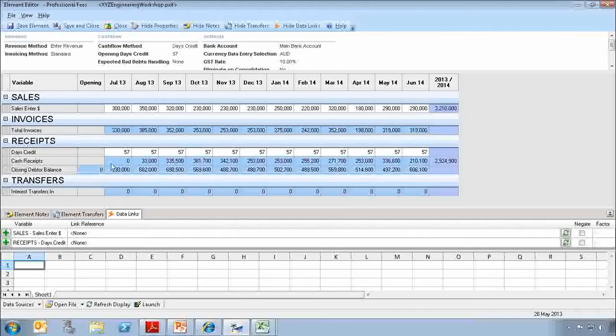So you'll see here that the model's saying, well, look, we expect your fees to be $3.2 million for the next 12 months. However, because it's taking you on average 57 days to get paid, the actual monies you will receive in terms of cash receipts is $2.9 million, and you'll have a closing debtor balance of $606.